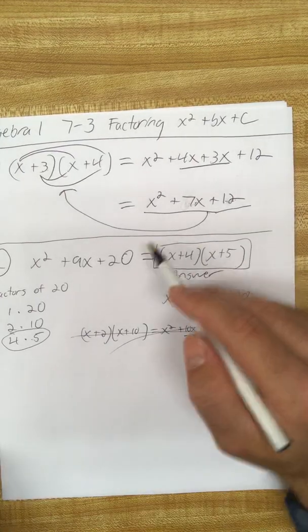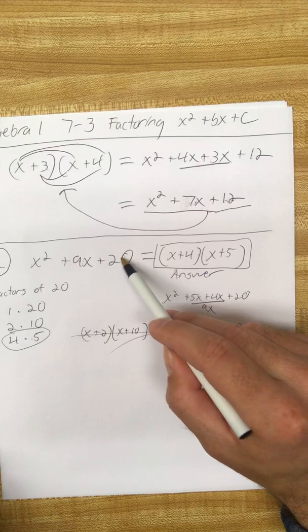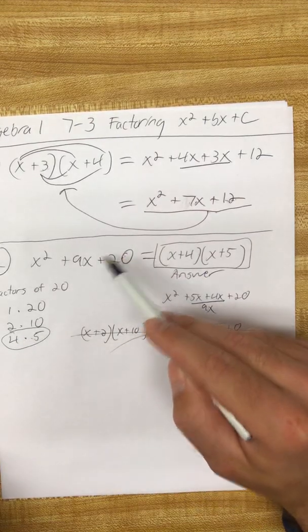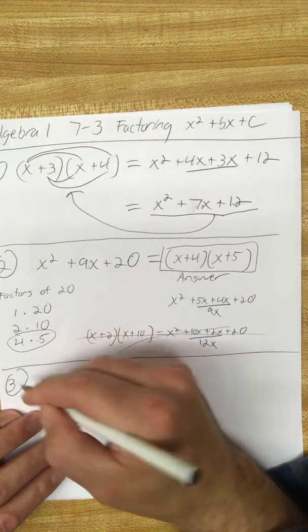Okay, so you're looking for factors of c, this third term, factors of that number. So factors, again, when you multiply them together, you get that term, and they add up to the middle term. Let's do another one of those.